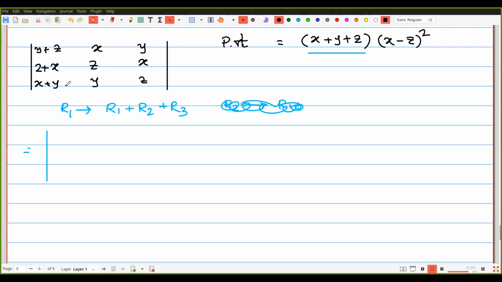First, y plus z, I am writing in that way, y plus z, then r2, that is z plus x, then x plus y. Okay, second column is now x plus y plus z. That means row 1 plus row 2 plus row 3. That one is also row 1 plus row 2 plus row 3. In the third column, that is also y plus x plus z. That means row 1 plus row 2 plus row 3.